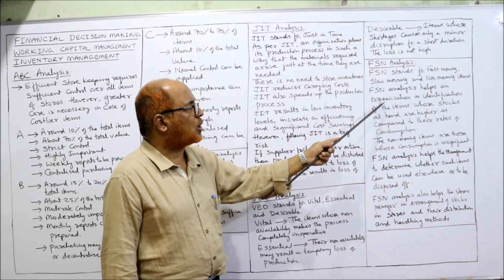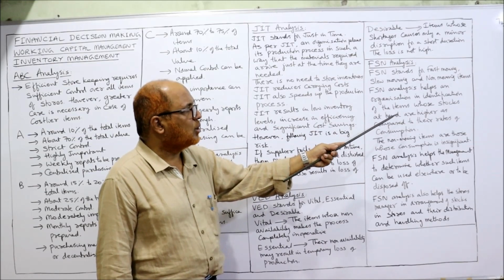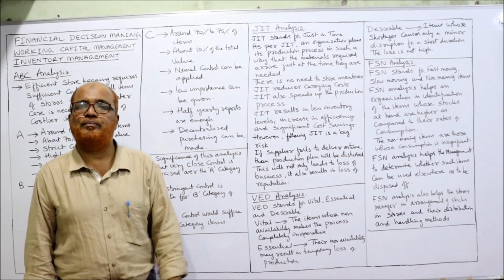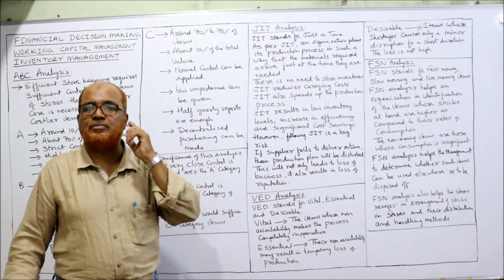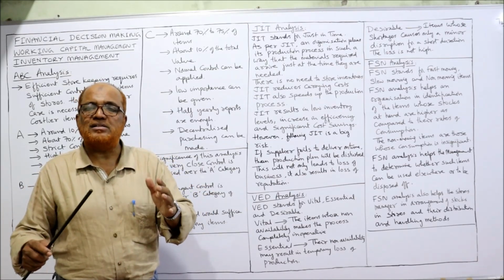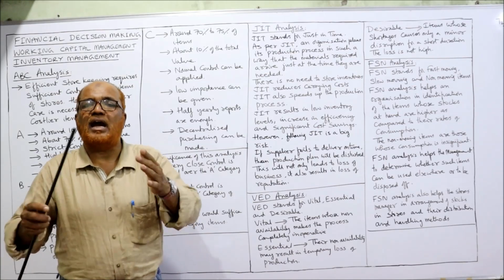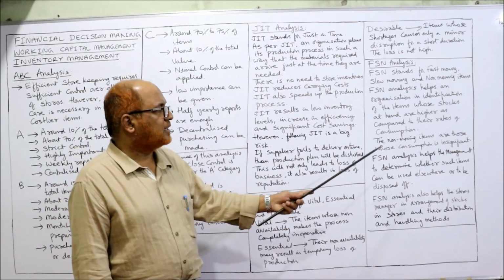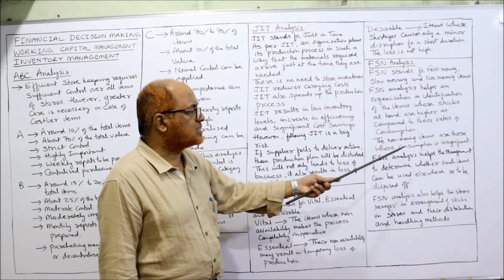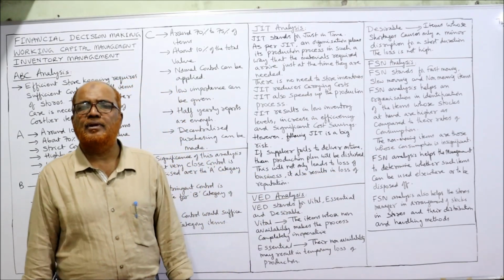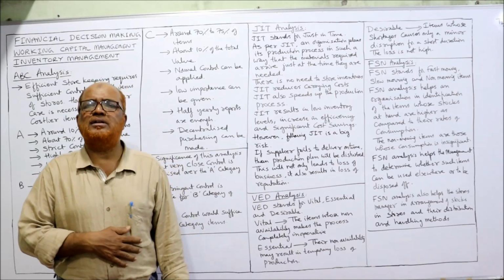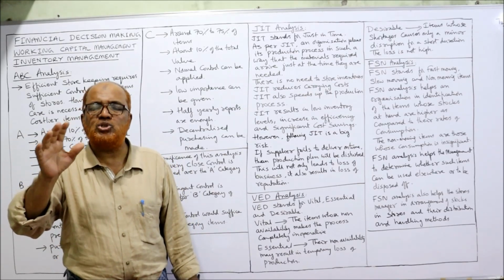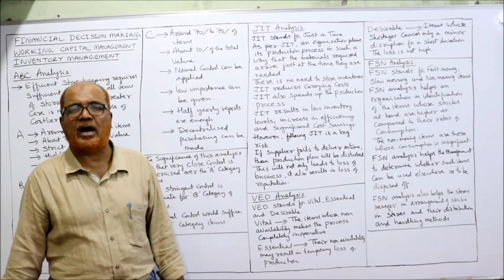FSN analysis helps the organization identify the items whose stocks are higher compared to the rate of consumption. So what is the rate of consumption? If the rate of consumption is very high, we categorize it as a fast moving item. Then the non-moving items are those whose consumption is insignificant. The consumption is insignificant means very rarely it will be used. There is not much movement of these non-moving items.